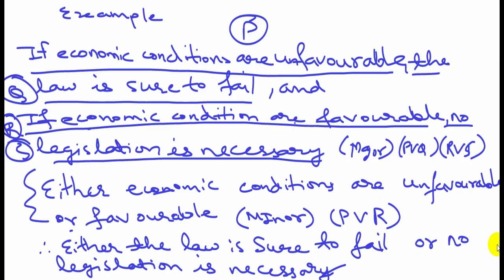Economic conditions may be neither favorable nor unfavorable. Okay? Economic conditions may be neither favorable nor unfavorable. Favorable and unfavorable are not contradictory terms. Therefore, the alternatives are not exhaustive.